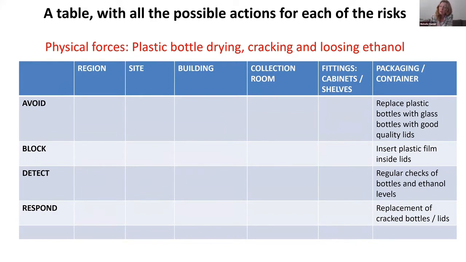I can do regular checks of my bottles and ethanol levels so that I pick up where there's a problem as quickly as possible. And then if I pick up that problem, I can replace the broken, cracked bottle and lids with a new plastic bottle. So you can see there's how these fit in. So there's avoid. Avoid is just remove that problem, and that's putting new glass bottles. Blocking is putting a barrier between the risk and the agent of deterioration. Detecting is monitoring, so that's regular checks. And responding is replacing the bottles with plastic bottles, but at least I'll do something, I'll intervene.